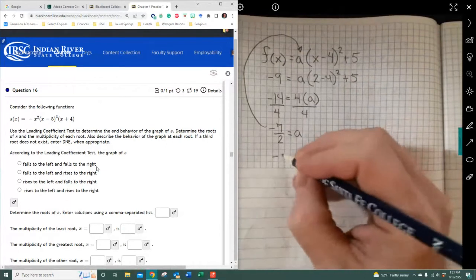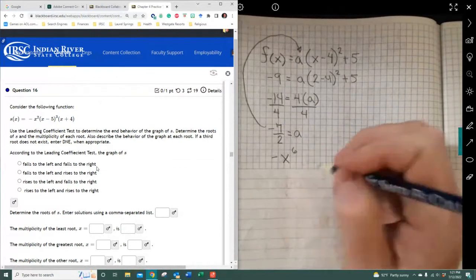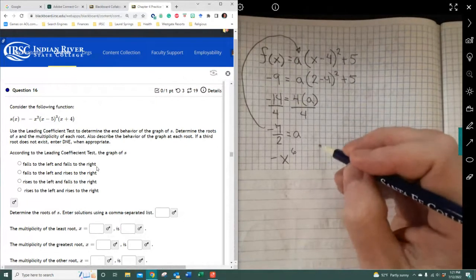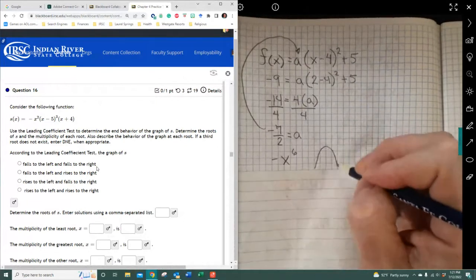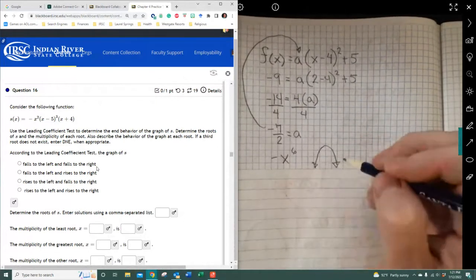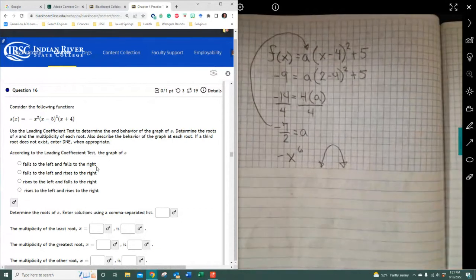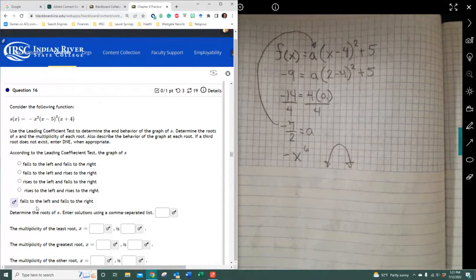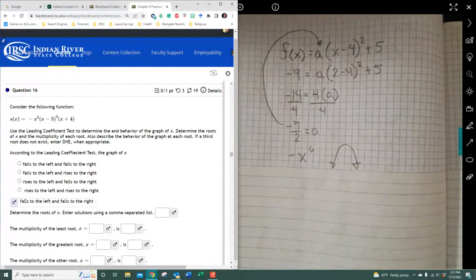Since it's x to the sixth of some magnitude I don't care about, I understand that this is an even function and that it's opening down in both sections, left and right. So it falls to the left and falls to the right. And that's what this is saying right here. Falls to the left, falls to the right.